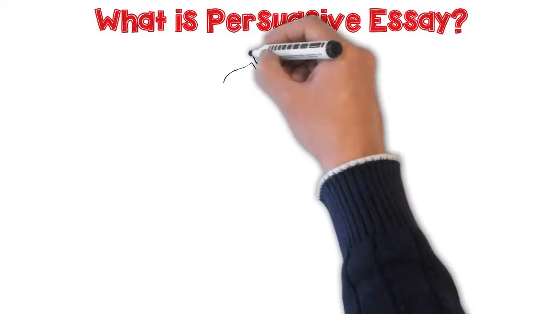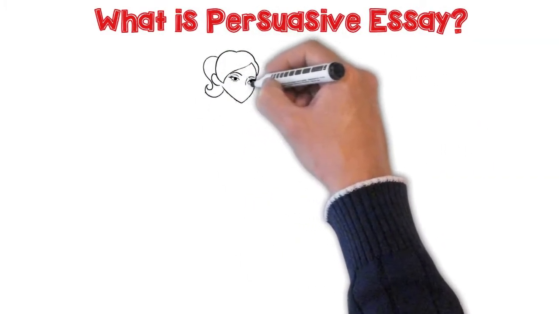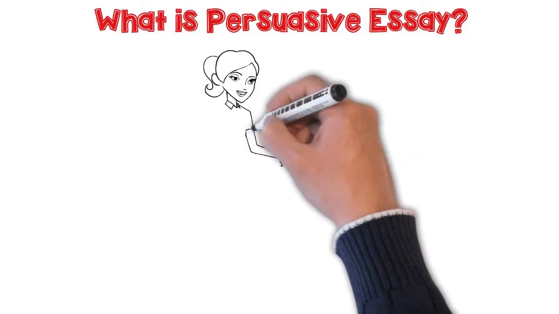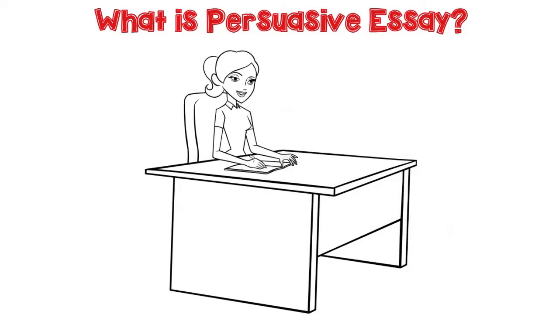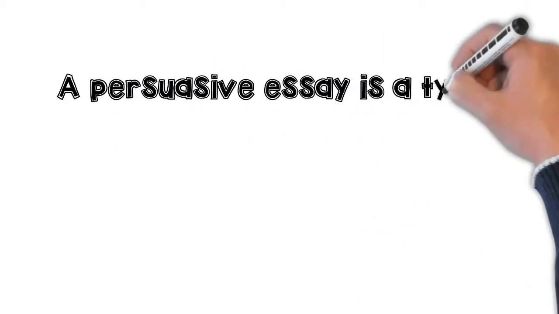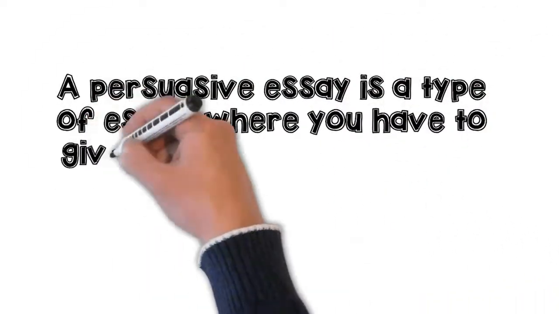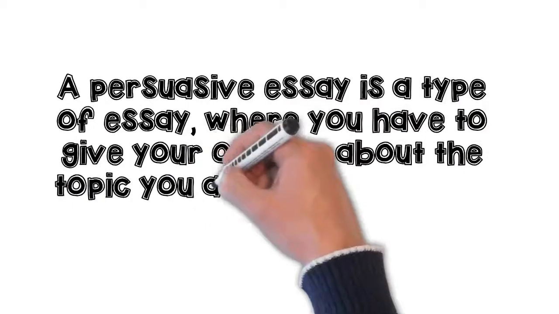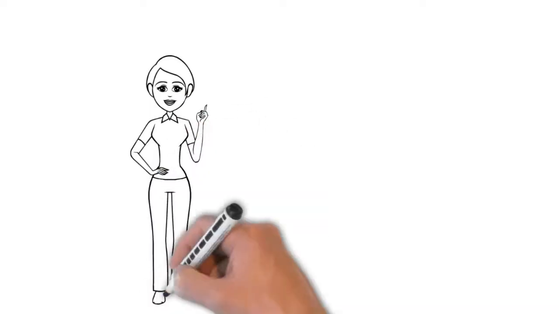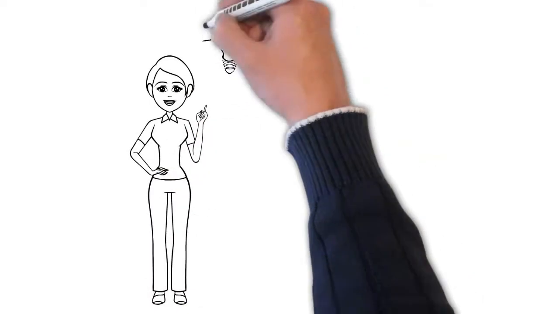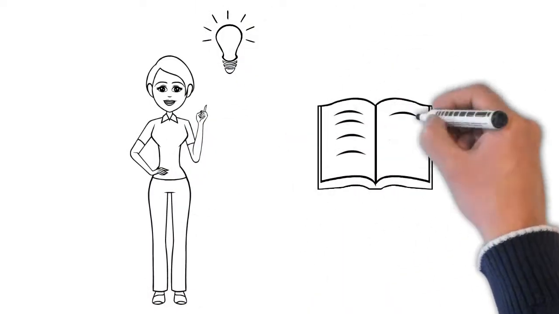What is a persuasive essay? Before we try to learn how to write a persuasive essay, let's try to understand what a persuasive essay really is. A persuasive essay is a type of essay where you have to give your opinion about the topic you are being provided with. In this type of essay, you have to convince your reader about your opinions, beliefs, and views about the topic, while providing some evidence to support them.